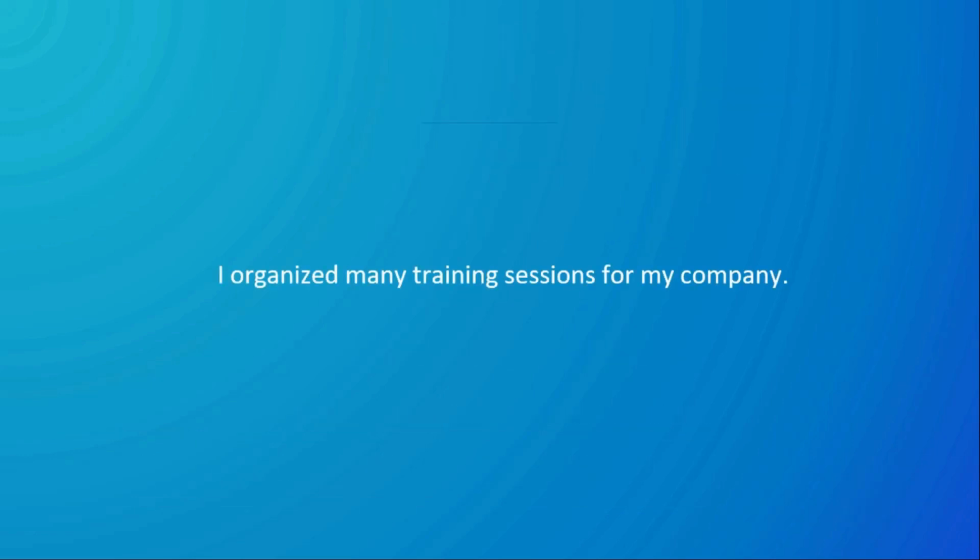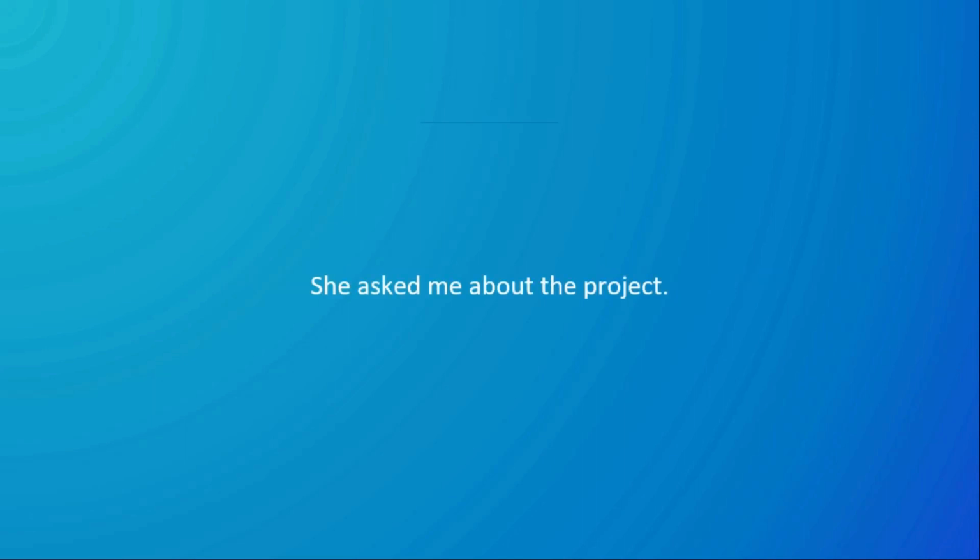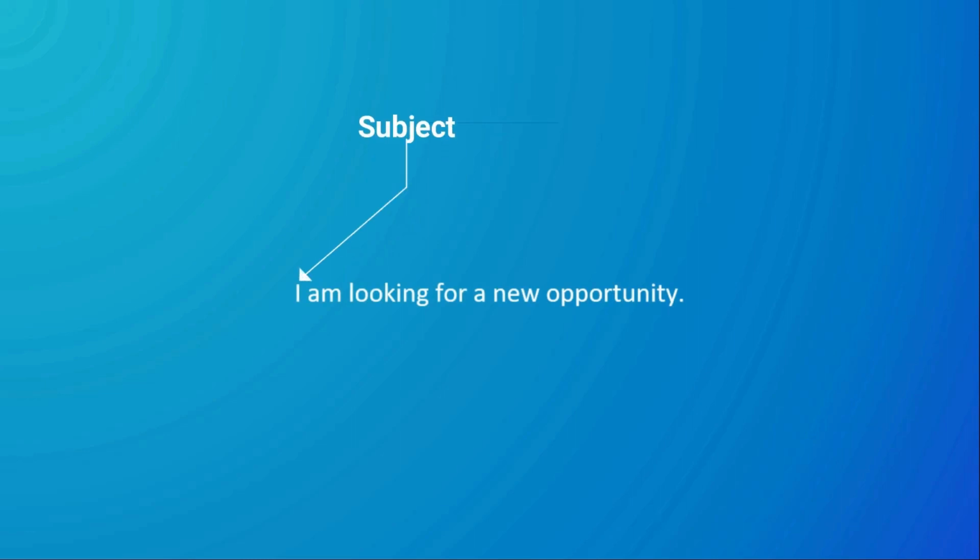In the first sentence, I organized many training sessions for my company. I is the subject and organized is the verb. In the second sentence, she asked me about the project. She is the subject and asked is the verb. In the third sentence, I'm looking for a new opportunity. I is the subject, am is the helping verb, and looking is the verb. In the fourth sentence, I travel by metro. I is the subject and travel is the verb.